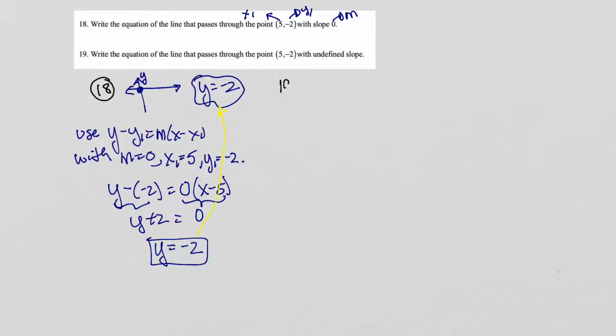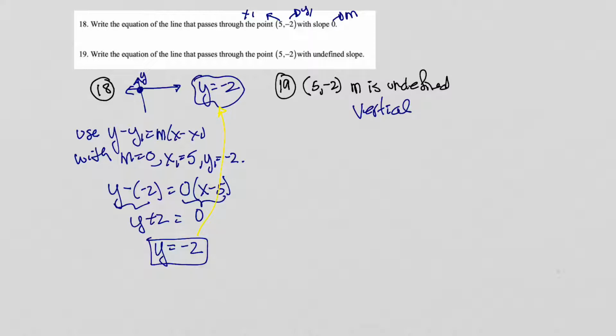Now, in problem 19, we're given that the line passes through that point, but now the slope is undefined. I have to know this. Since the slope is undefined, I cannot use this form right here, because there's nothing to write there. This form only works for non-vertical lines, and vertical lines have undefined slope. So what I know is that this line is vertical.